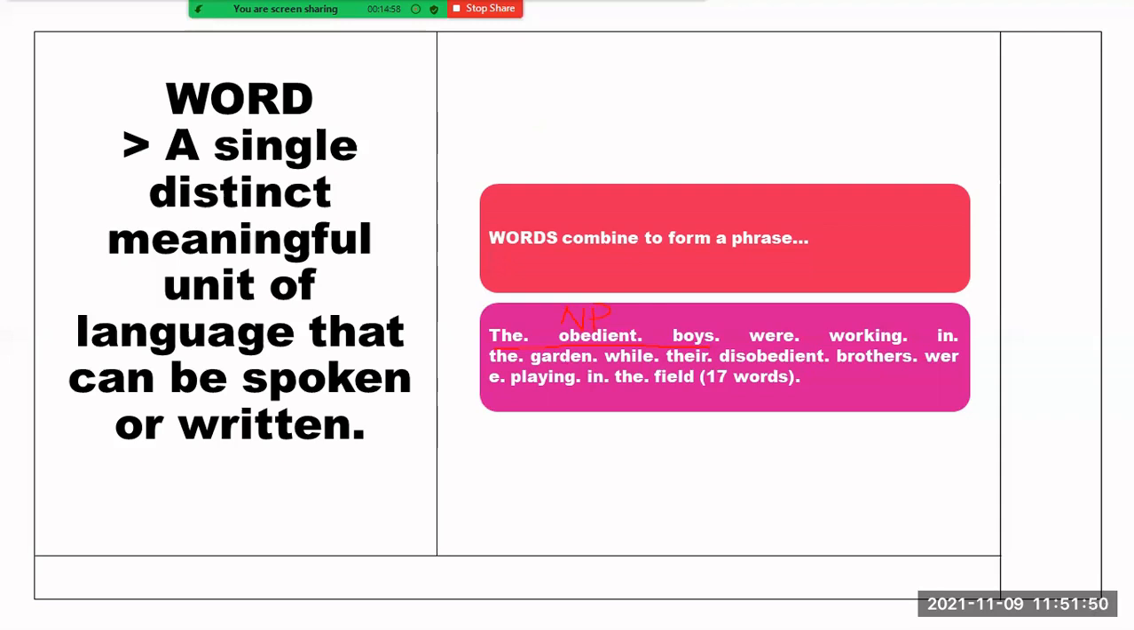The disobedient brothers. Then you look at a combination of were walking. The two combine to form the verb phrase. Were walking, combine to form the verb phrase. Then we have in the garden. In the garden is a prepositional phrase, PP, prepositional phrase. All right. So words combine to form a phrase.